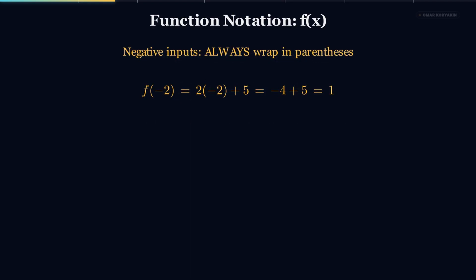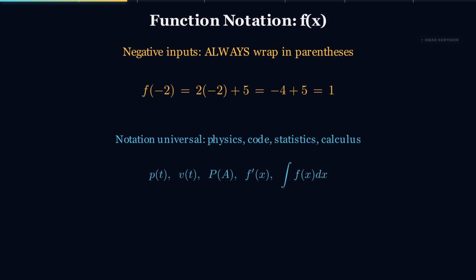Step 2. Substitute the input value into the rule, wrapping the value in parentheses to protect signs and exponents. If the rule is f of x equals 2x plus 5 and the input is 3, the substitution gives 2 times the quantity 3 plus 5. The wrapping parentheses are essential when the input is negative, because they protect against sign errors during the subsequent computation.